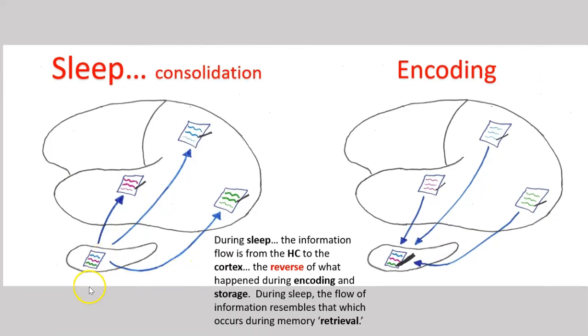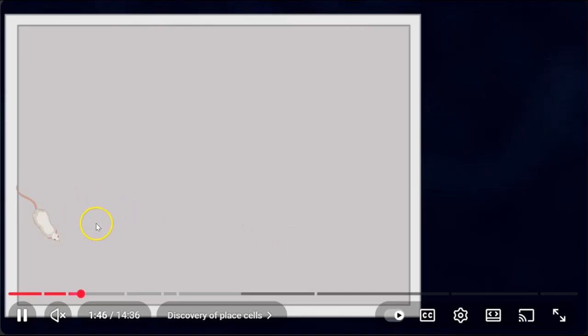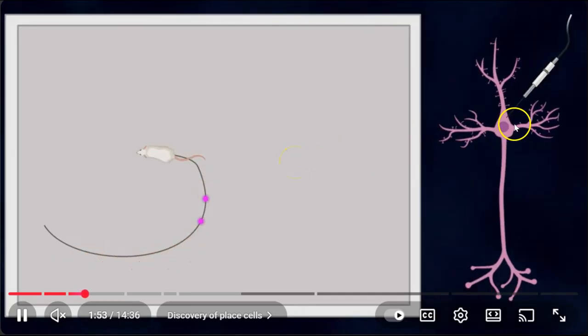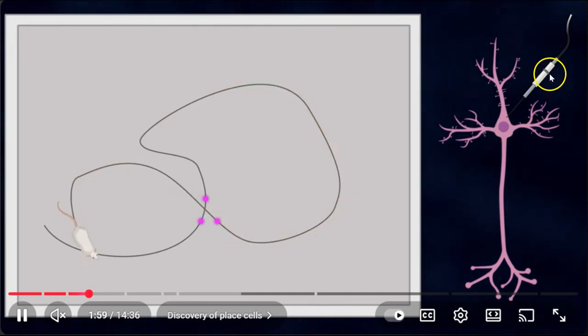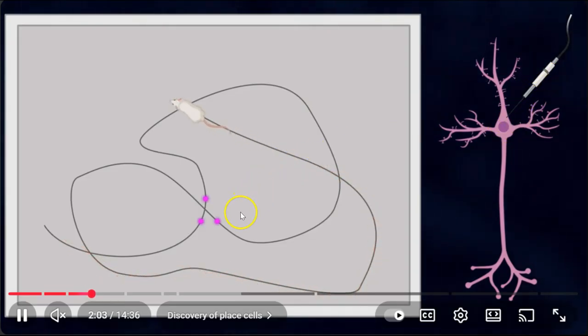Now, before I show you the evidence that hippocampal memory traces are reactivated to strengthen cortical memory traces, we first need to learn about some special cells in the hippocampus called place cells. In this animation, we're going to see a rat exploring its environment. And as it does so, scientists are recording from individual hippocampal neurons, a certain population of these hippocampal neurons. So here's one of them over here. Every time the neuron makes an electrical signal, scientists can record that electrical activity.